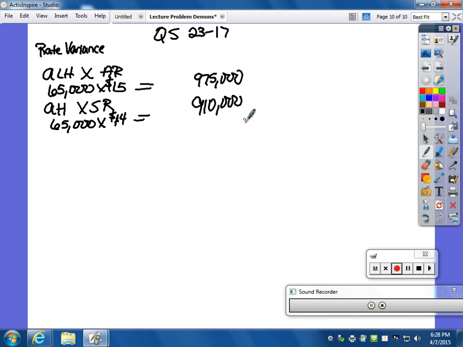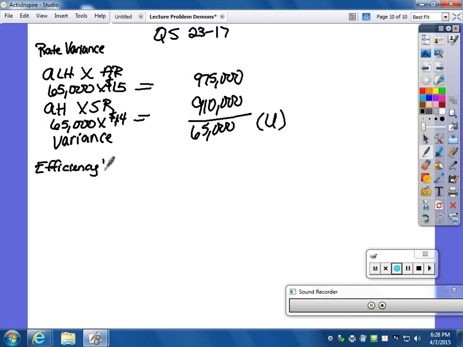Okay, subtracting these two, what's the variance here? 65,000. Favorable or unfavorable? Unfavorable. Okay, next one, doing efficiency. What am I concerned about? We already found the 910,000.